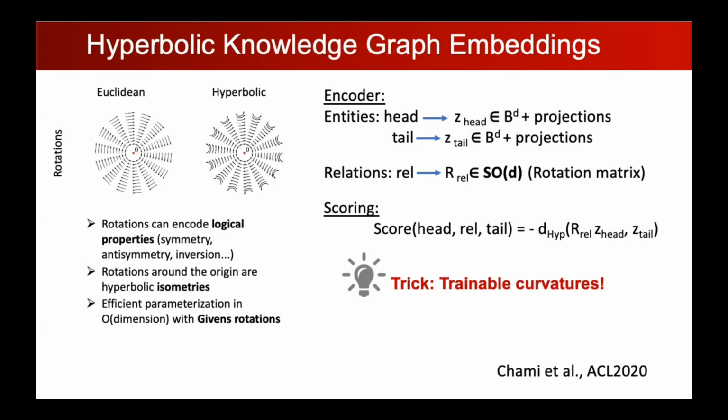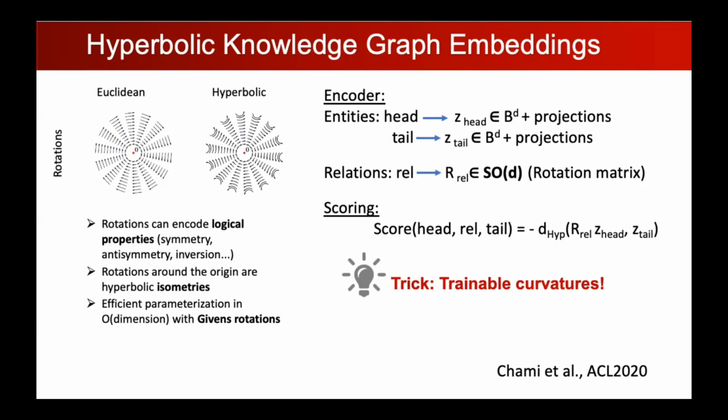And the reason why this is interesting is that rotations have many properties that make them a good candidate to represent logical patterns. So for instance, if I take a rotation of angle pi, I know that if I apply the rotation twice, I end up in the original position. So it's just the identity. And this is similar to symmetric relationships. For instance, Barack Obama is married to Michelle Obama, who is married to Barack Obama.